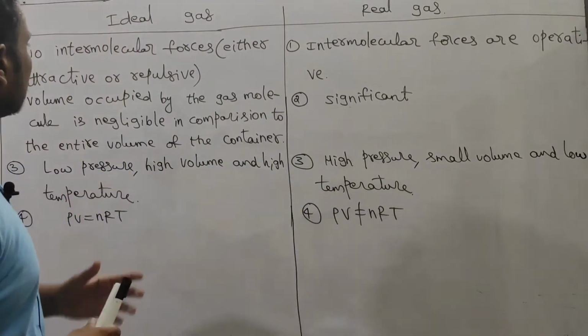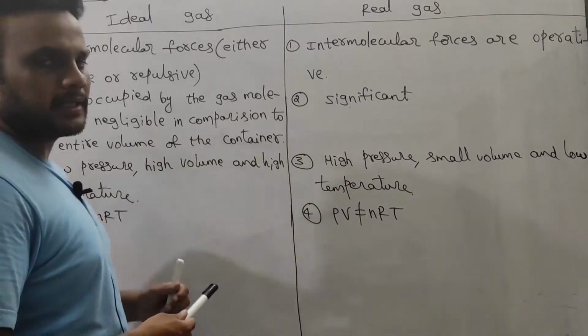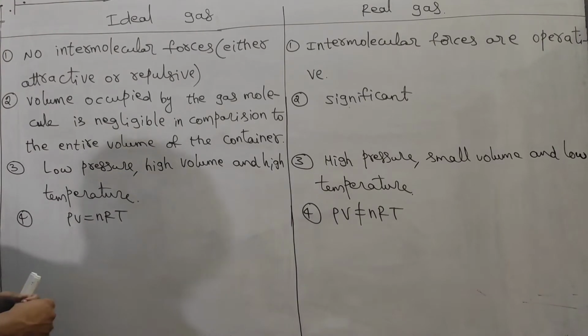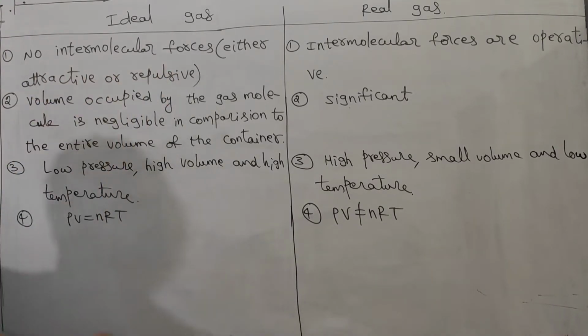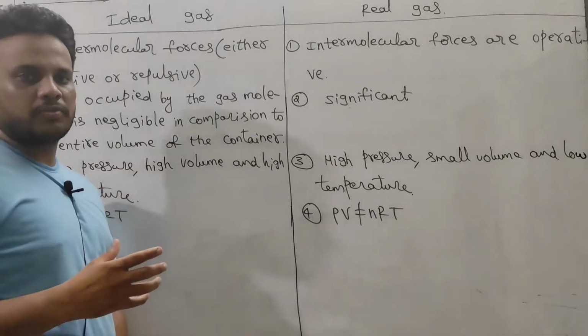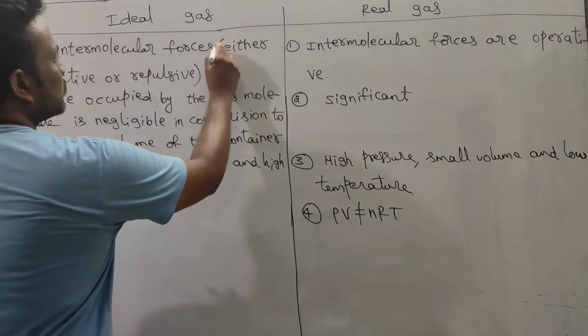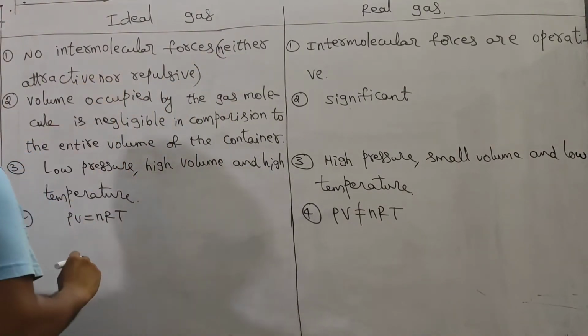Ideal gas, in fact, has no intermolecular forces between its molecules. So it means neither repulsive forces nor attractive forces. No intermolecular forces. Intermolecular forces are of two types, we know: repulsive forces and attractive forces. So neither repulsive forces nor attractive forces are present between molecules of an ideal gas.